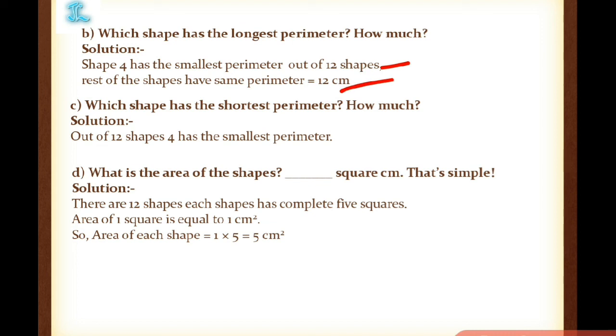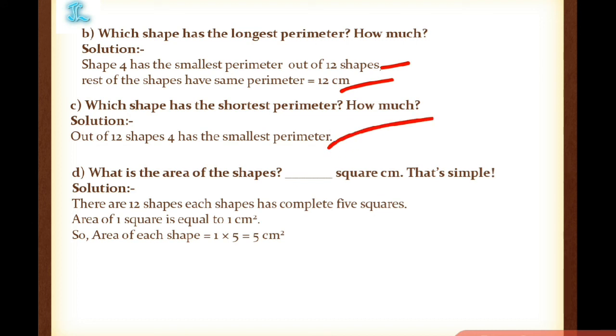So you can number out that 1, 2, 3, 5, 6, 7, 8, 9, 10, 11, 12 shapes got the same perimeter, that is 12 centimeters. Which shape has the shortest? Which was the shortest? The fourth one which we drew was the shortest.